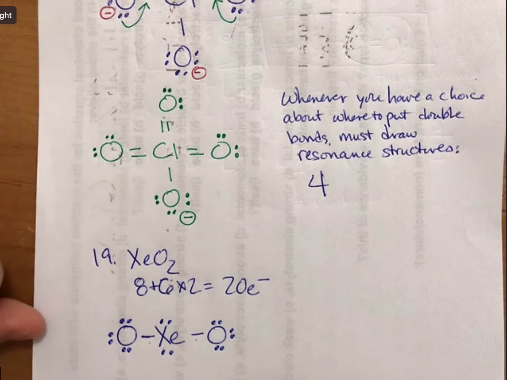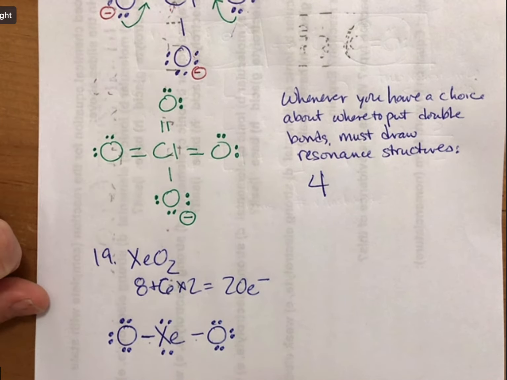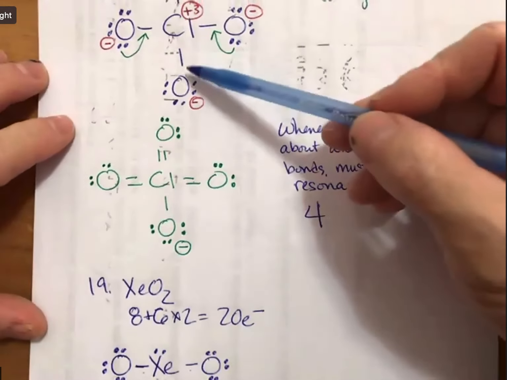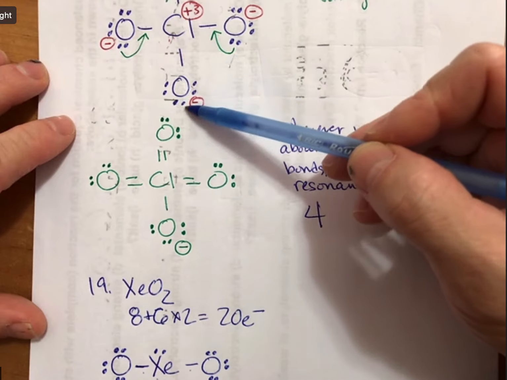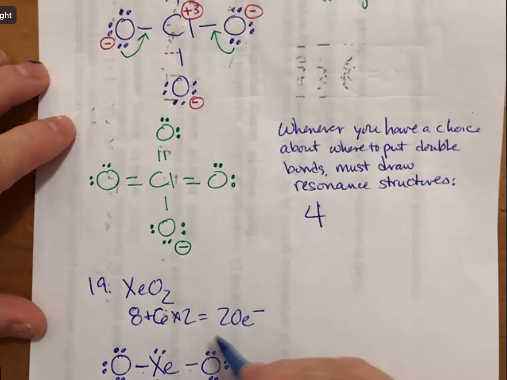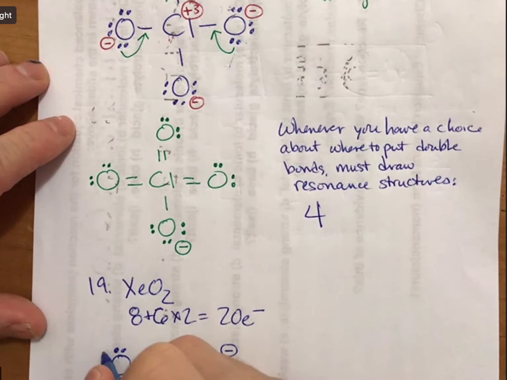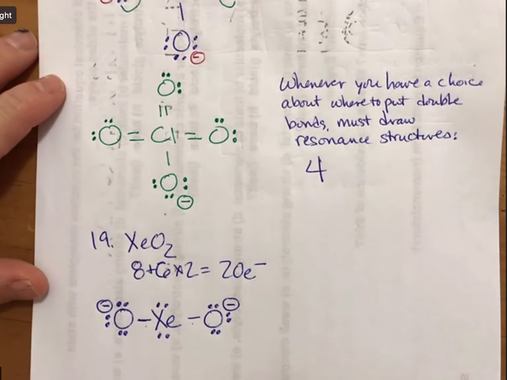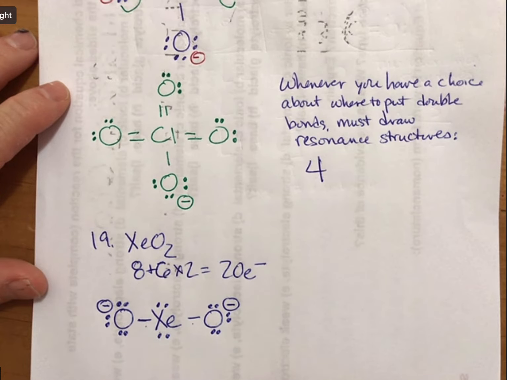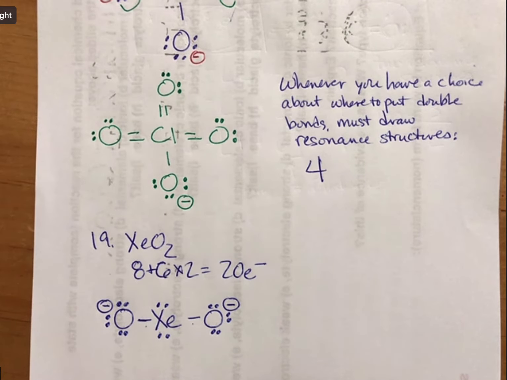formal charge analysis. We've done a number of oxygens that have single bonds with 3 pairs of electrons or 6 electrons around it. And we've found that these have a -1 formal charge. Can anybody tell me what the formal charge on xenon is? +2, thank you.